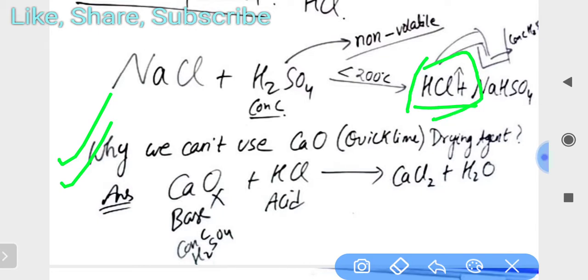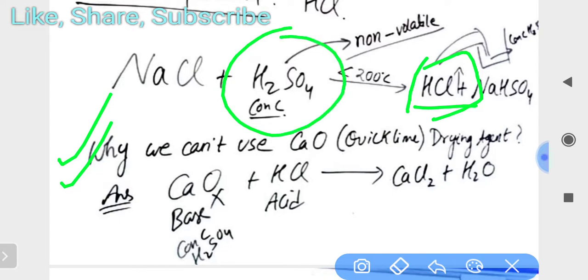Now we have to dry it, so that we can later get it in the form of acid. Since HCl is evaporated in the form of gas here, we have to dry it first. So we use a drying agent like H2SO4.